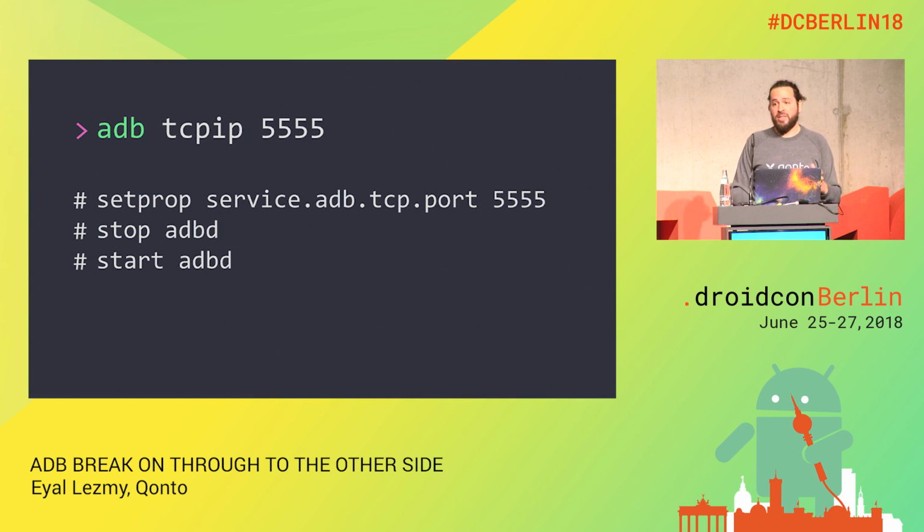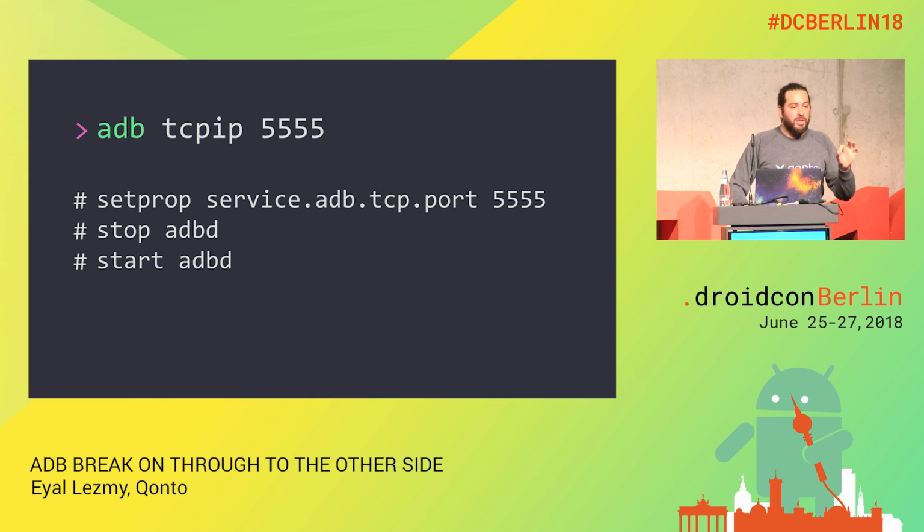But there is something interesting behind. If you have a rooted device, actually, you can do it yourself. You don't need this adb tcpip. By running 3 commands, you do exactly what ADB is doing. setprop, then stop adbd, then start adbd.